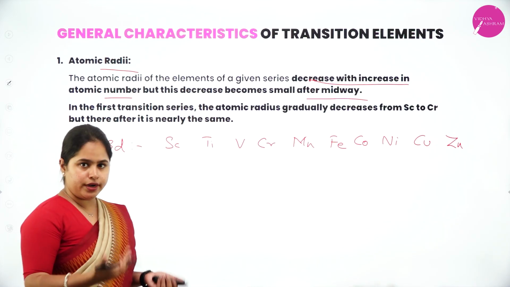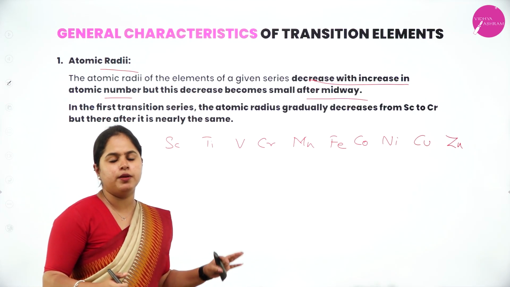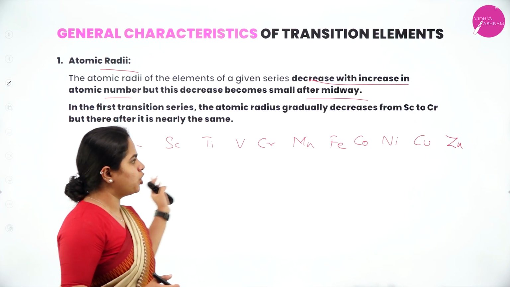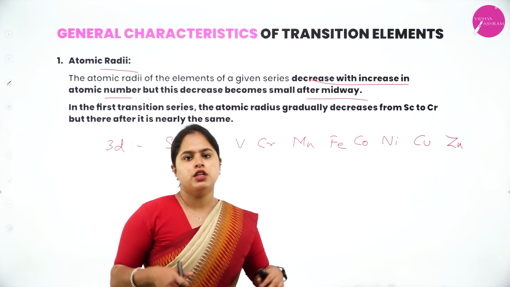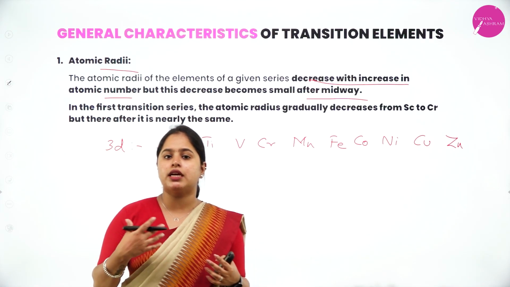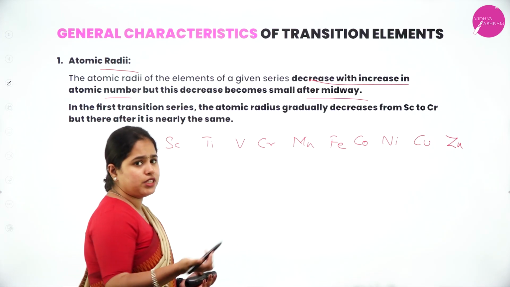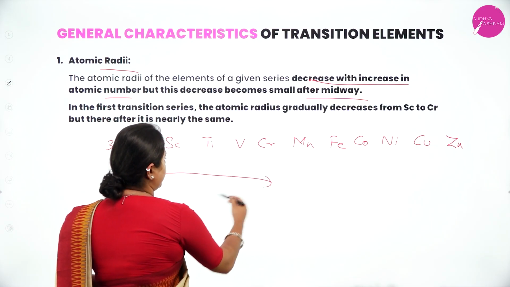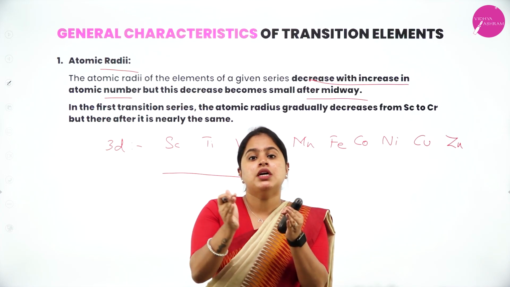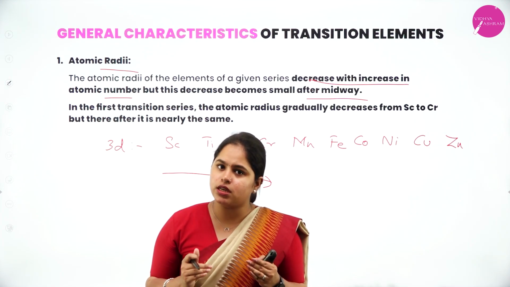We already know that as we move from left to right across a period, the atomic number is of course increasing, right? So as the atomic number is increasing, the nuclear charge increases, and the electrostatic attraction between the nucleus and the electrons will increase. So generally, as the attraction increases, the size of the atom decreases, or the atomic radii will decrease. So this is how it's supposed to happen.